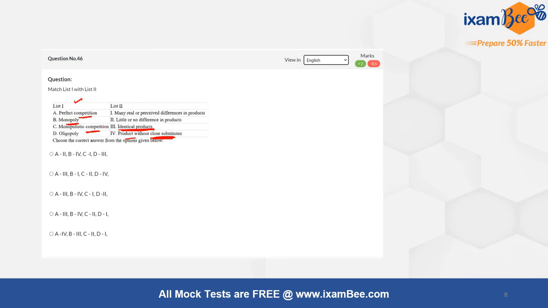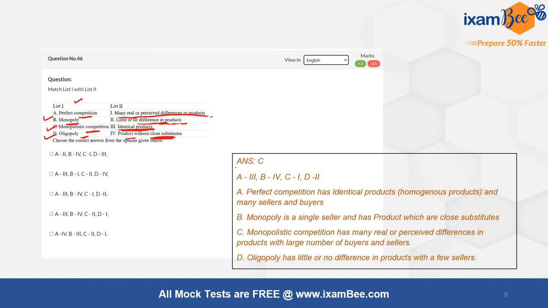Monopoly is a market structure which has products with close substitutes, right? So there are heterogeneous products, but the products have close substitutes with each other. Then monopolistic competition has the feature that it has many real or perceived differences in products, that is, products are heterogeneous. And oligopoly has little or no differences in the products. It could either be homogeneous or with some little difference. So oligopoly is a market structure where there are few sellers. Monopolistic competition is a market structure where there are a large number of buyers and sellers. Monopoly is the single seller of the market. Hence the right answer would be A will match with 3, B matches with 4, C matches with 1, and D would match with 2. So the right answer is option C.